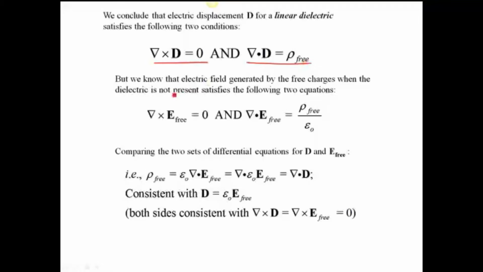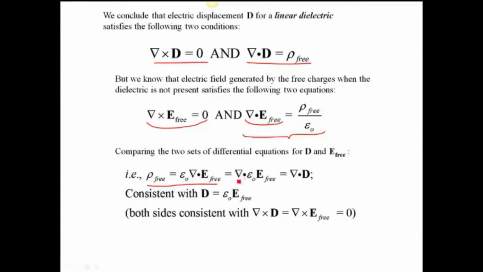If you go back to the electric field that's generated by free charges, we showed that the curl of E free is 0, and the divergence of E free is equal to this quantity here. By the way, this happens to be the first Maxwell's equation. And so we said that if we know both of these, then we have a unique solution for the E field.